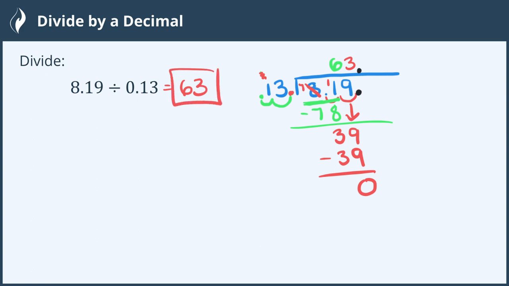A positive divided by a positive is positive, and we got all the way down to a 0, so there's no more remainders or anything else that needs to be brought down. So we're all done. And we can check this on our calculator if we'd like to by typing in 8.19 divide by .13, and we will end up getting 63 as well.